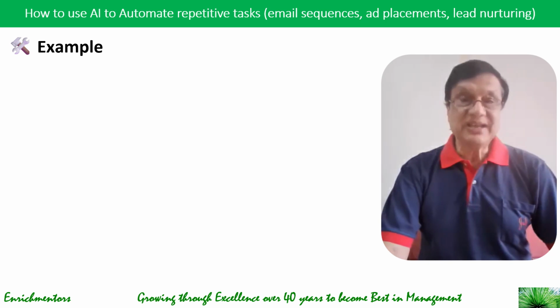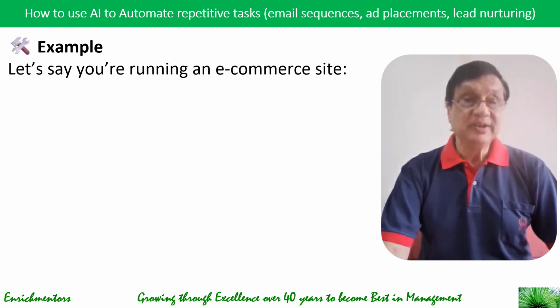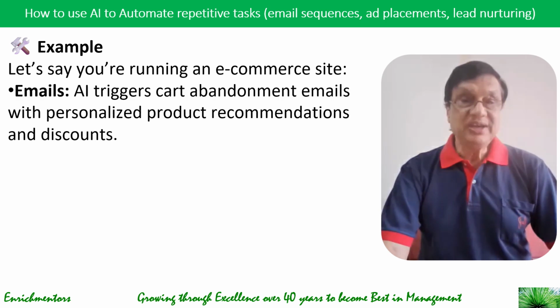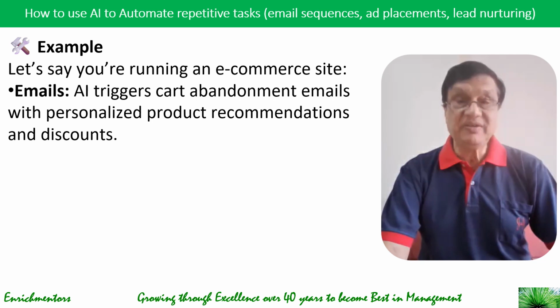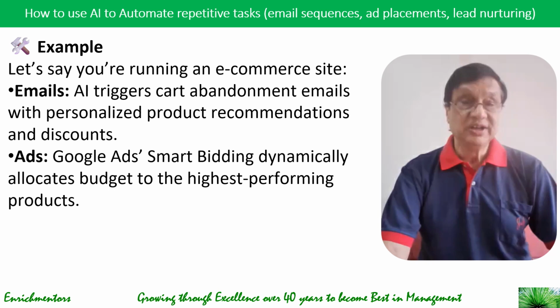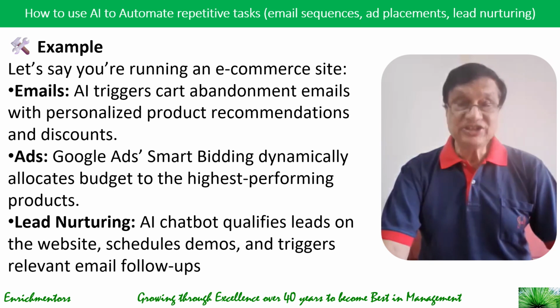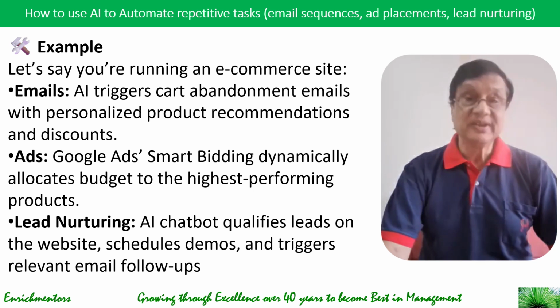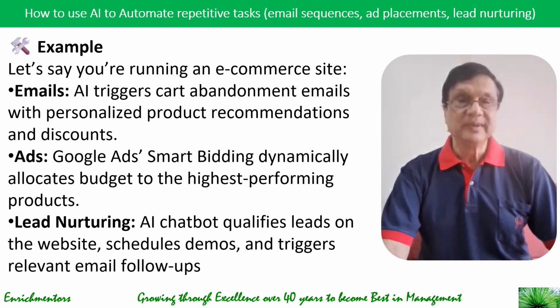So let's take a look at an example of this being done. Let's say you are running an e-commerce store, right? An e-commerce site. Now with relation to email sequencing, AI can trigger cart abandoned emails with personalized product recommendations and discounts. For ad placements, Google Ads Smart Bidding can dynamically allocate budgets to the highest performing products, and AI chatbots can qualify leads on the website, schedule demos, and trigger relevant email follow-ups. So like this, they can do the lead nurturing.